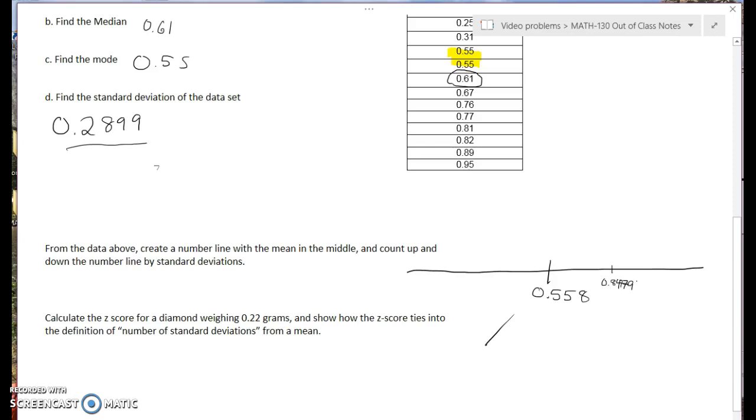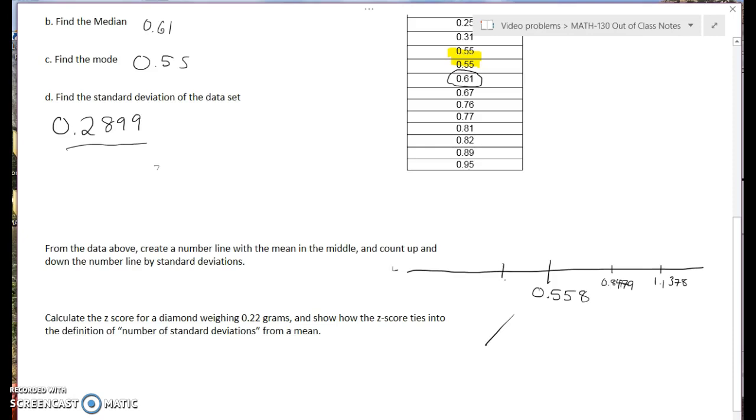Then we're going to do it again. We're going to count up again by 0.2899. And I get 1.1378. Then we're going to count down by standard deviations.